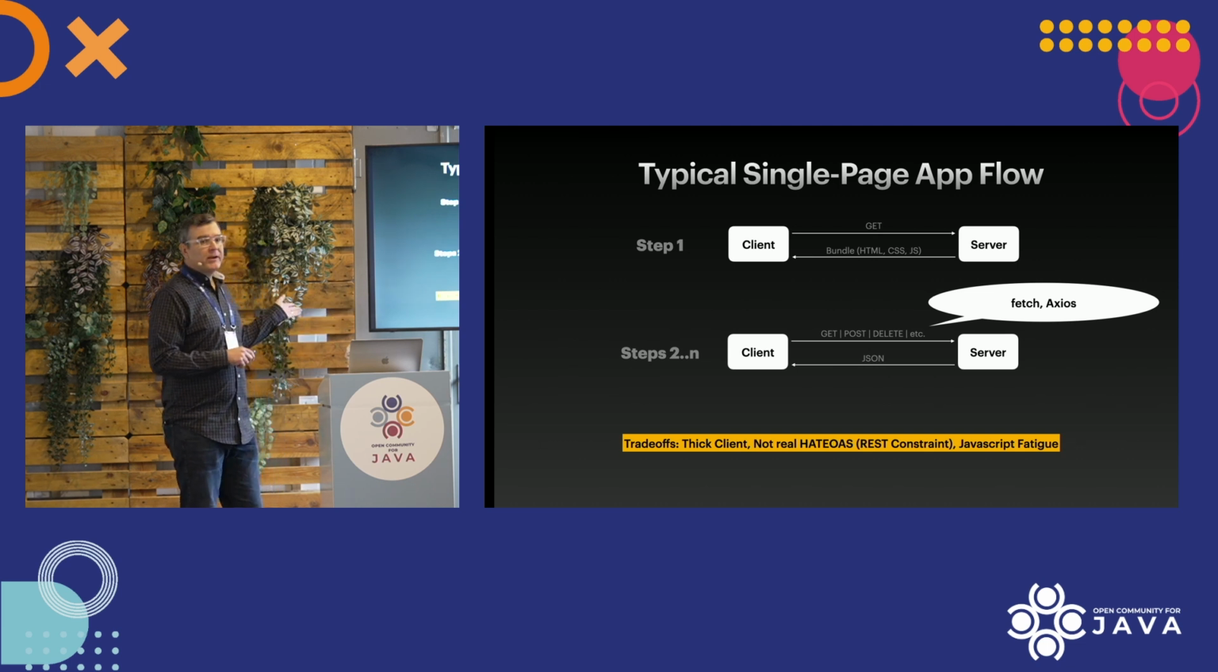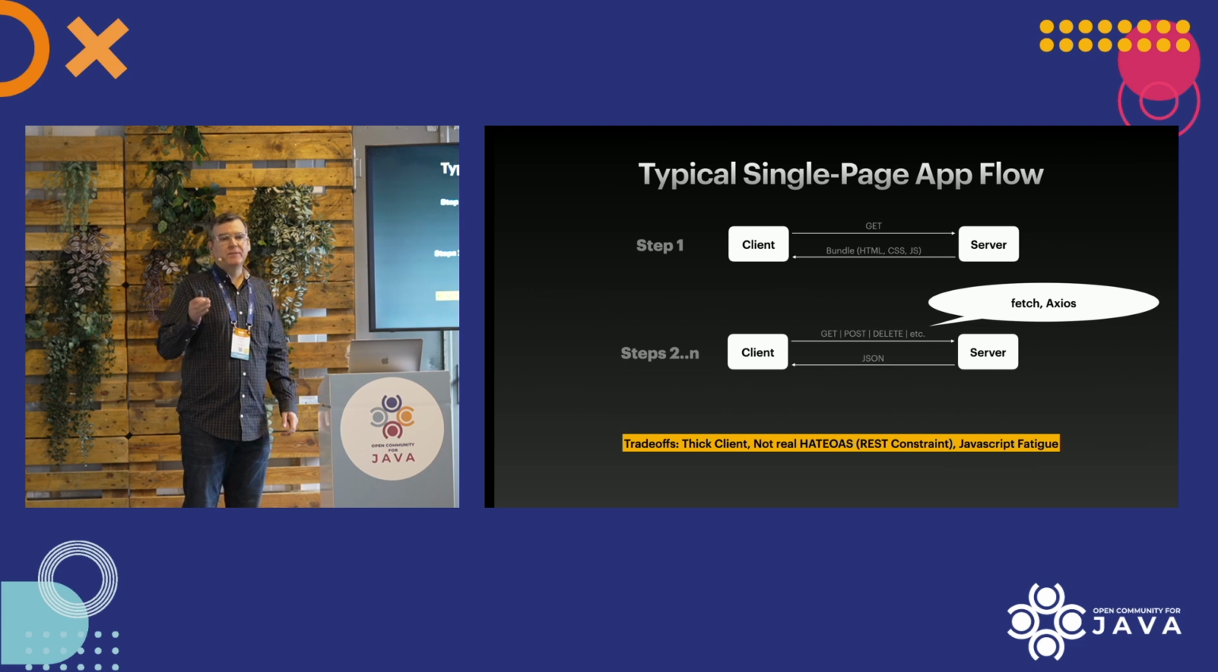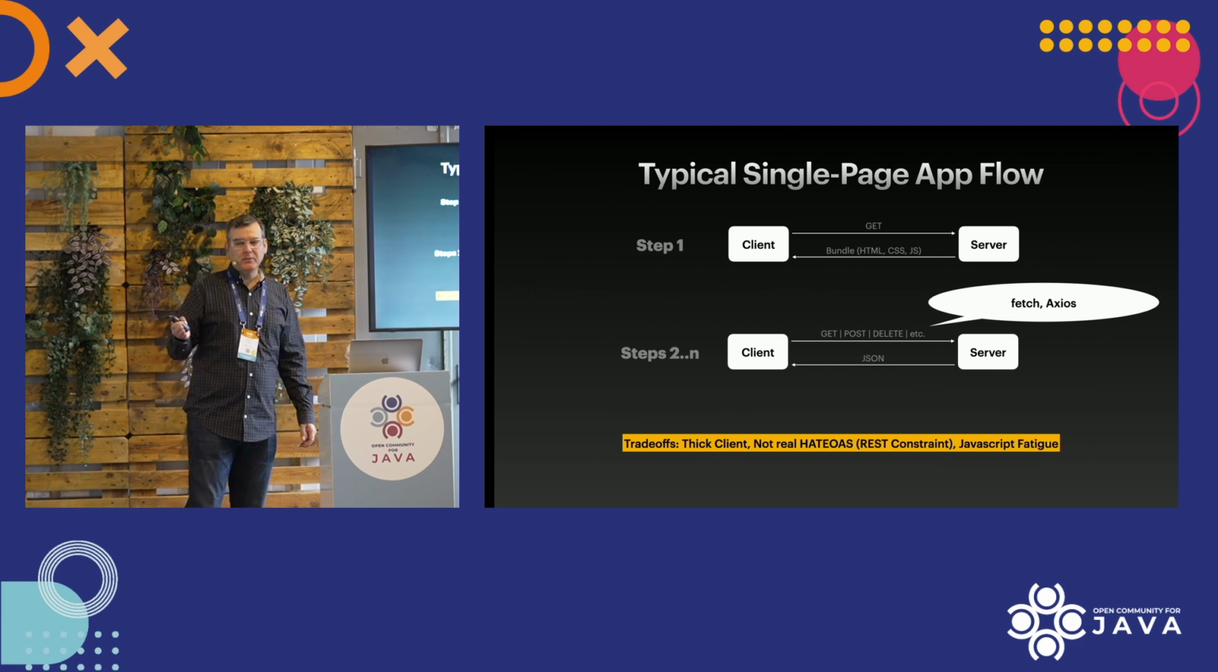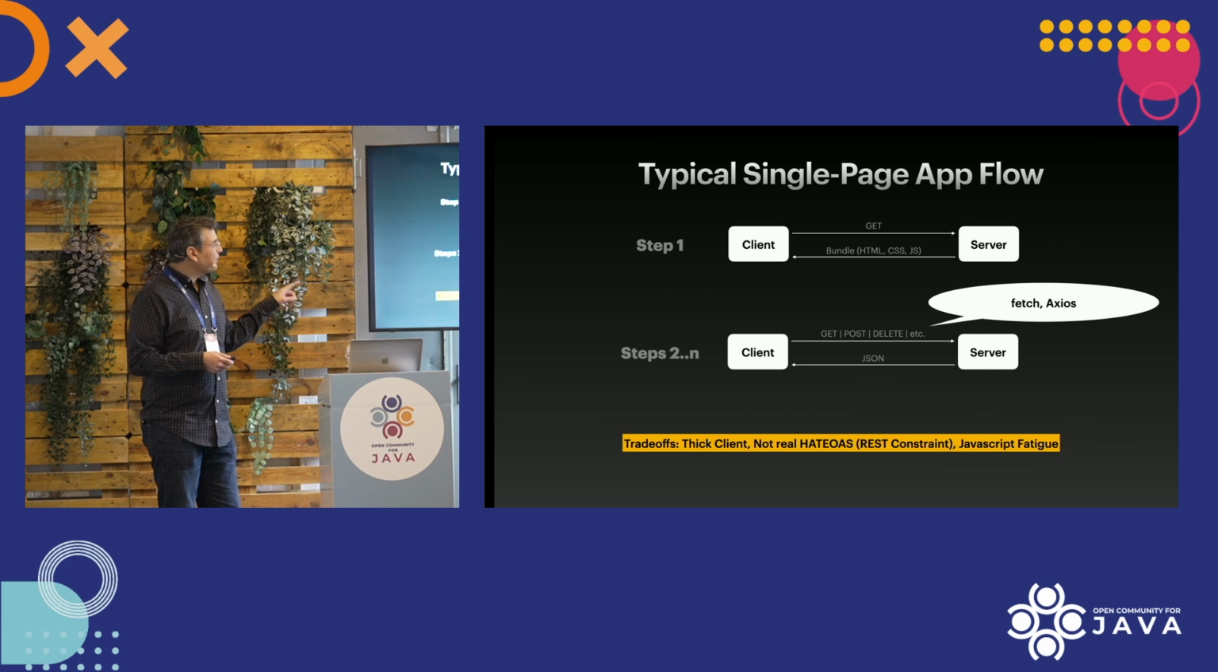But there are some trade-offs with this approach. And that is, it is a thick client, because the bundle that the server sends on the first call is typically large. So that results in inefficiencies. Time to first load, or time to first interaction for the user, is not efficient. The other problem with this is that it's not real HATEOAS.